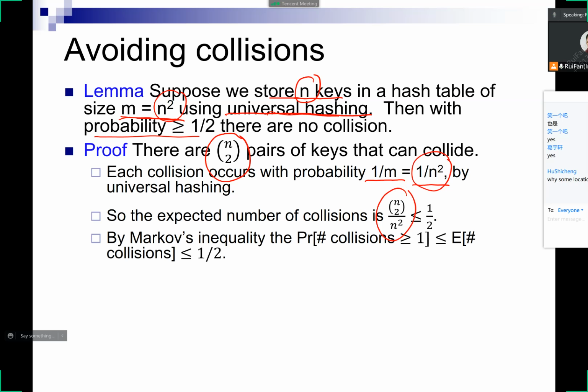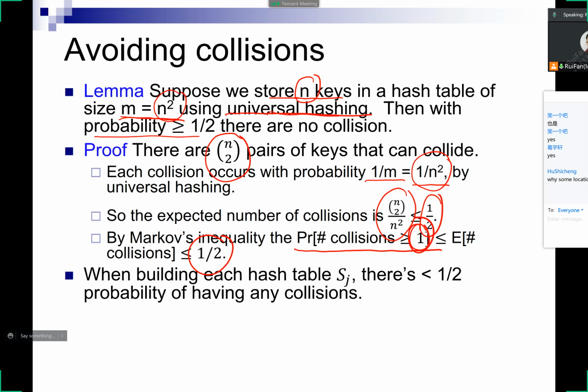Now you can apply Markov's inequality. Because your expected number of collisions is less than 1/2, by Markov's inequality the probability that you get at least one collision is less than or equal to the expected number of collisions divided by 1. The expected number of collisions is less than 1/2, so the probability that you get at least one collision is no more than 1/2.